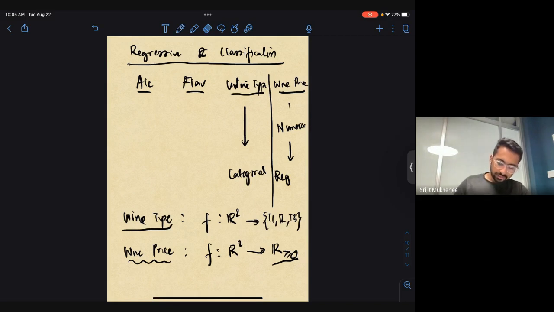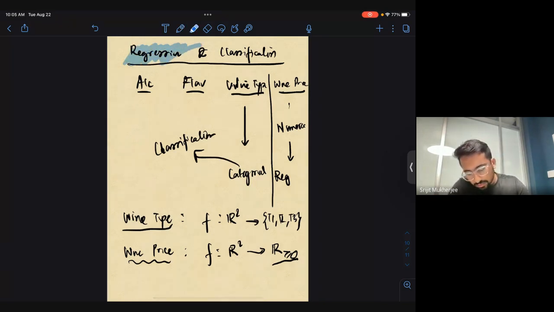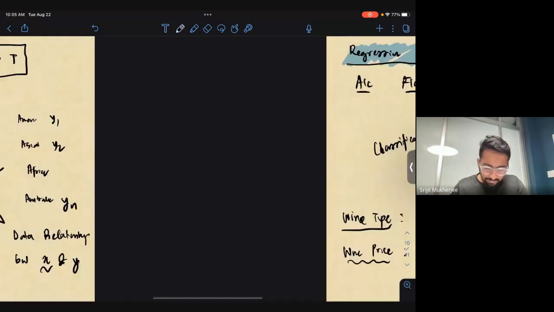So classification is this, and regression is this. All of you got it? Simple stuff? Yeah. Others, thank you for responding. Everything clear? It's very simple.